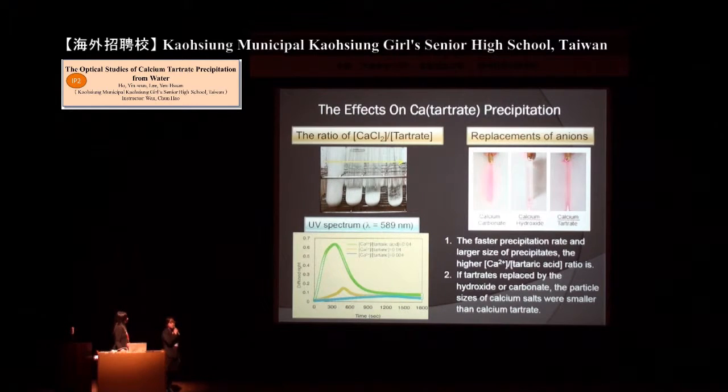Then, we use the same way to observe other optically inactive substances and make sure whether they change optical rotation values or not. We use calcium carbonate and calcium hydroxide and saw that they have a clear Tyndall effect. However, they are optically inactive. They don't disturb our experiments. Finally, we can conclude that only the precipitation of calcium tartrates makes optical activity change.